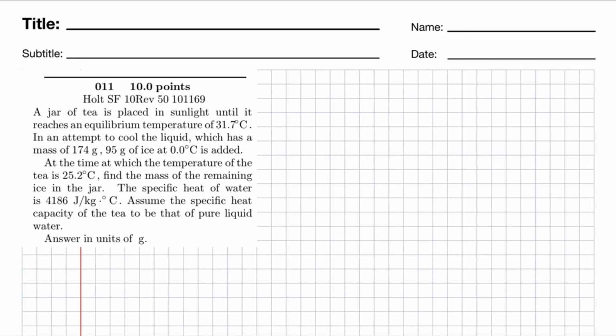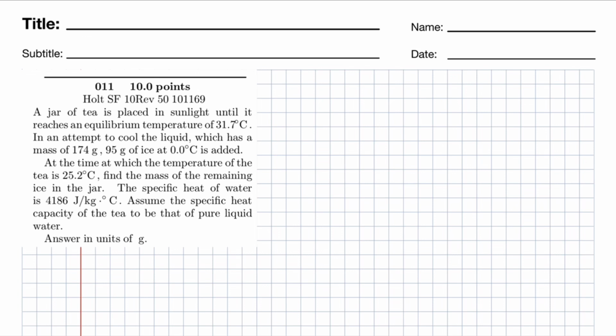This one is not that bad. The problem itself is not that difficult. It's just long. I'm not going to read the whole thing. In essence, we have a jar of tea at some initial temperature. We add some ice, and of course, there's a heat exchange, and the drink is colder.